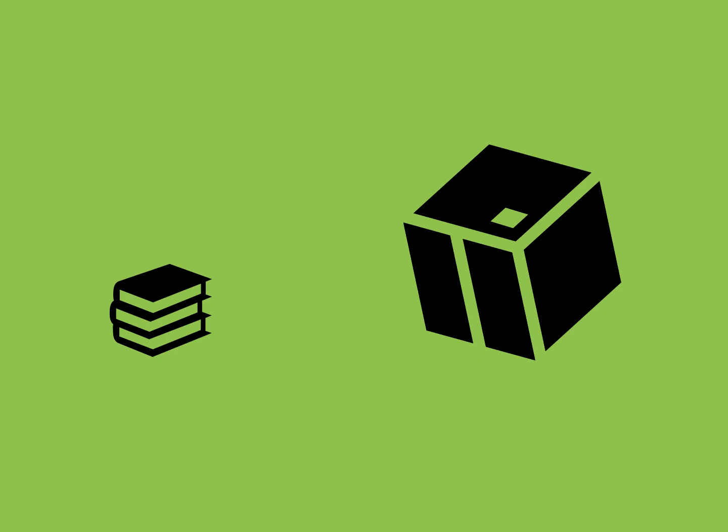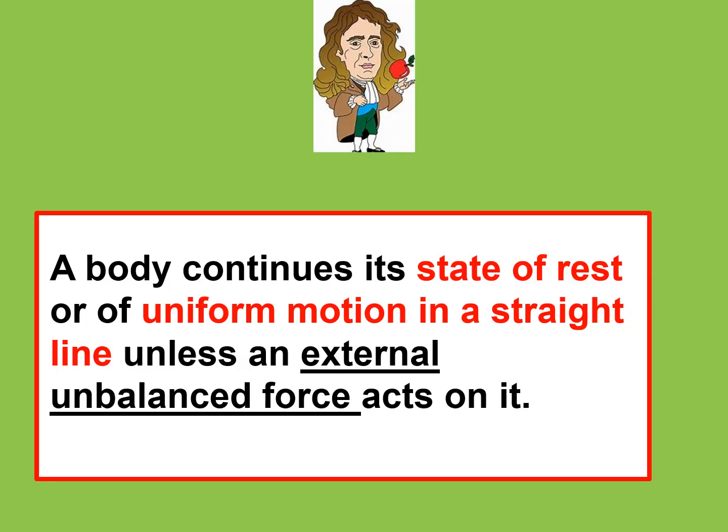The concept of inertia gives us the definition of the first law of motion. A body continues its state of rest or of uniform motion in a straight line unless an external unbalanced force is applied on it. Here uniform motion in a straight line means an object moving with the same velocity in a straight line. External unbalanced force means a force applied by some other object, other than the object which is already at rest or moving.